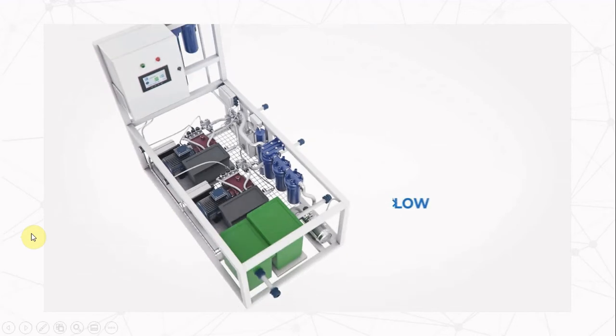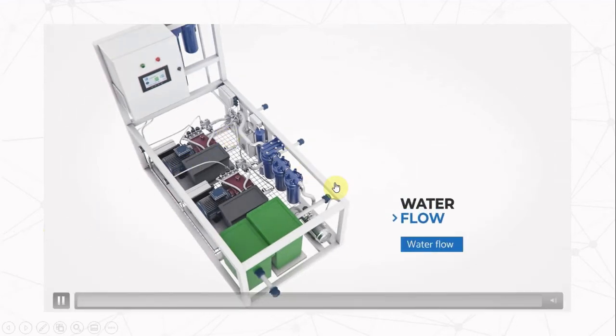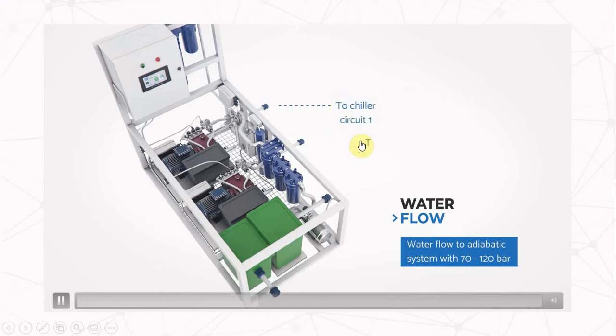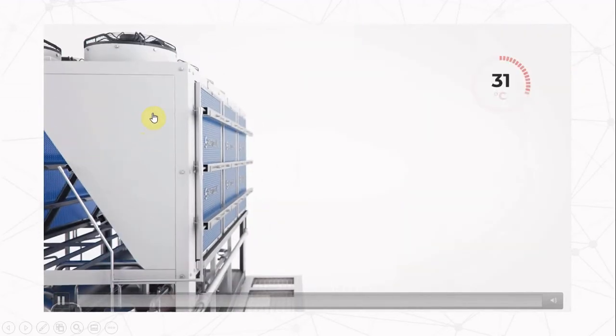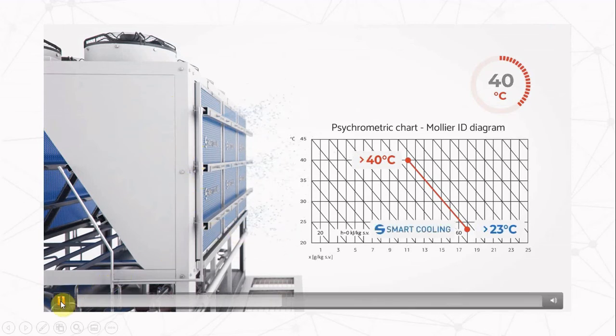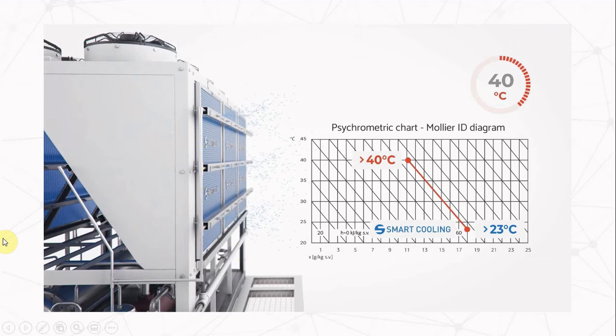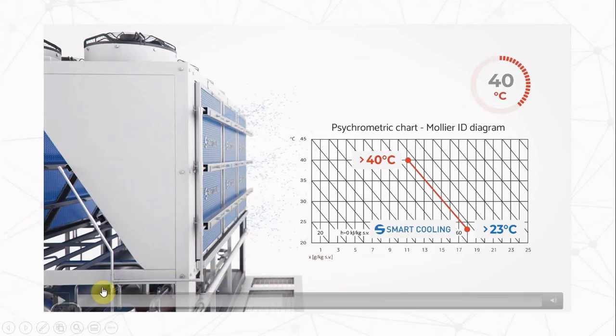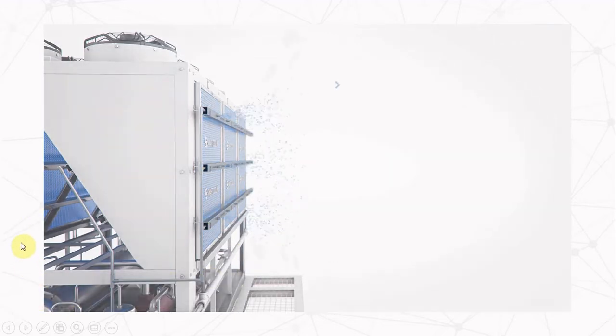Once the water is pressurized, it is distributed to the operating circuit. If both circuits are in operation, then the adiabatic mist will be supported by both circuits. In this video, we see a typical W-shaped chiller where the Smart Cooling equipment is installed. For chillers of different shapes, the design of your Smart Cooling will be customized, but the principles remain the same.